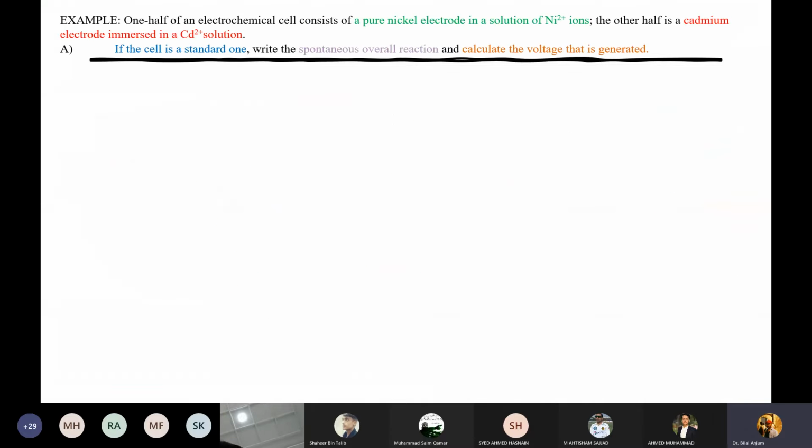First we have an example which says one half of... Is the screen visible? Is the top half of the screen visible to you guys? Yes. I am unable to see, why is that?